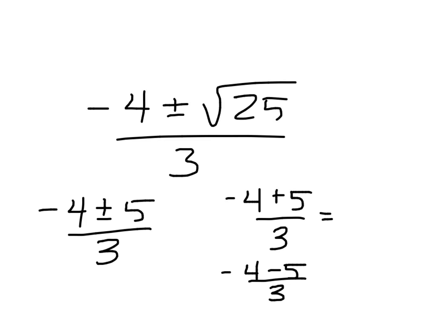1 divided by 3? 1/3. What's negative 4 minus 5? Negative 9 divided by 3? Negative 3. So if that happens where the square root goes away, you'd have two distinct answers like that. What do you think of this stuff? Easy compared to what we've been doing? Awesome. So if you go to page 127.